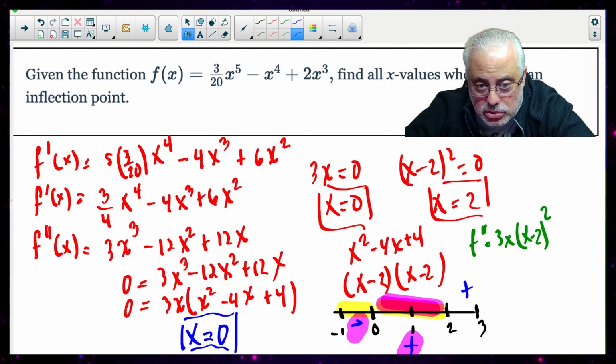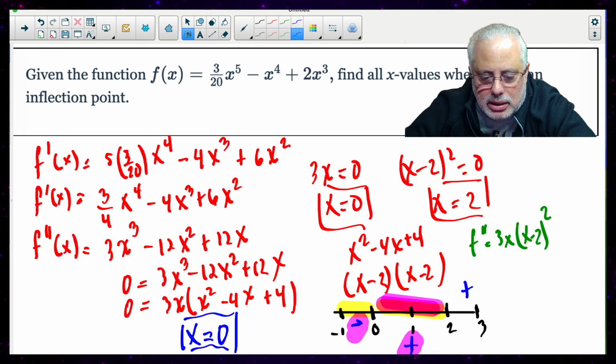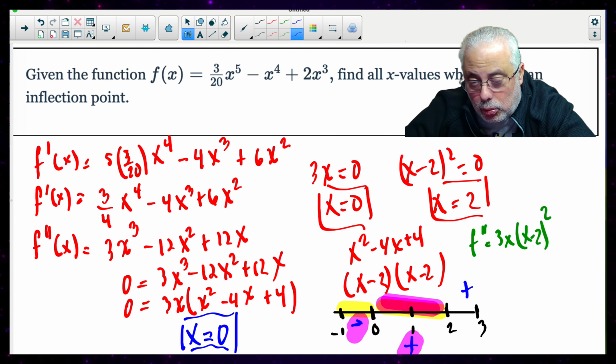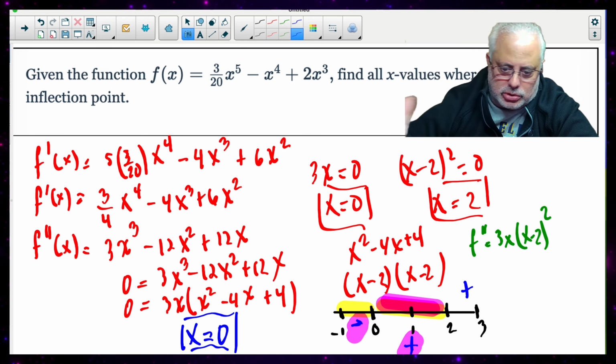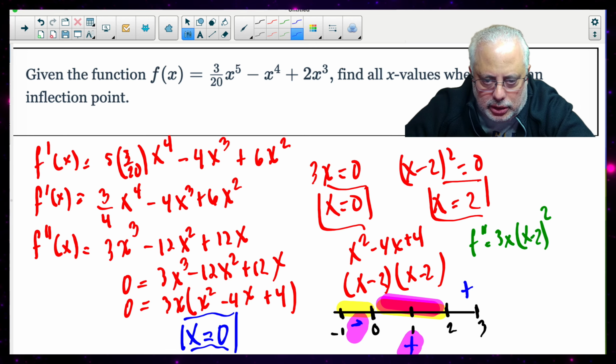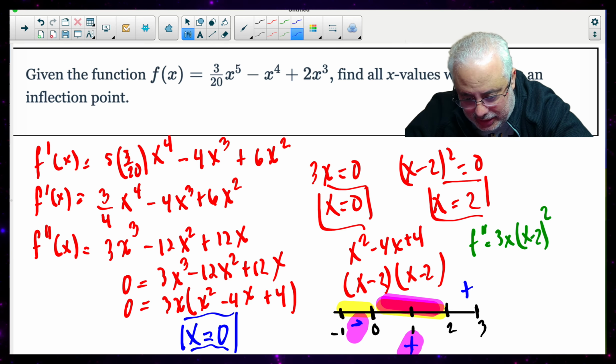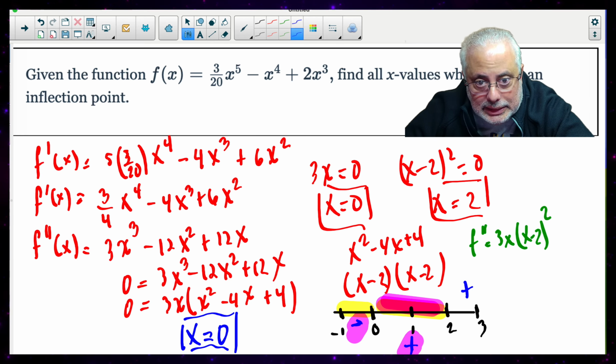Let me summarize how to find the values where f has an inflection point. You find the first derivative of the function, then the second derivative of the function, set the second derivative equal to 0, and then you evaluate the neighbors of those points in the second derivative. If you see that the second derivative changes sign, like here at x equals 0, that is an inflection point.